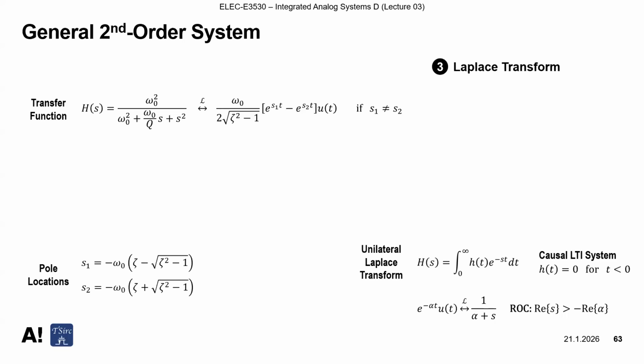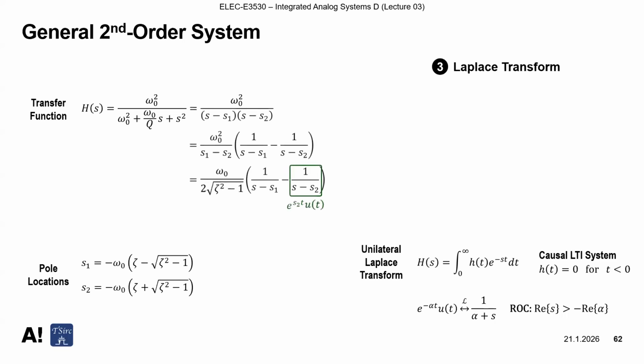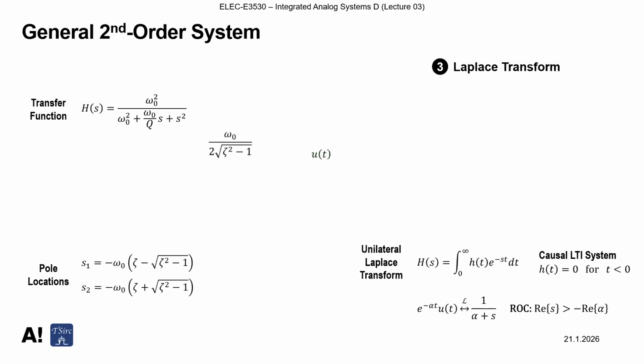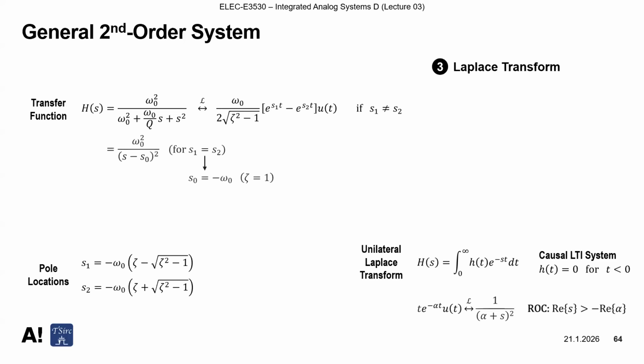There is a very, very important point. We are not considering the case of s1 equal to s2, otherwise our equation just blows up. So this is a condition when s1 is not equal to s2. What happens when s1 is equal to s2? That means zeta is equal to 1, because we don't want this plus minus term to be alive. Then our equation looks like omega 0 squared over (s minus s0) squared, for s1 equal to s2.